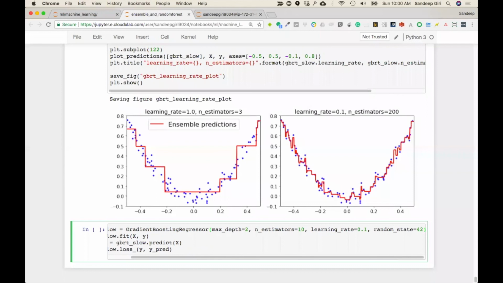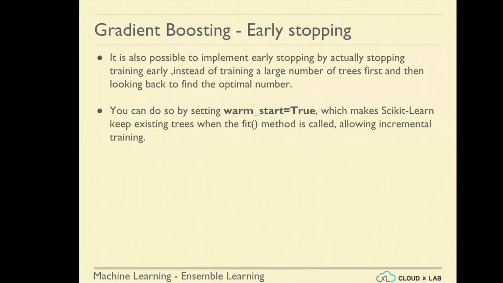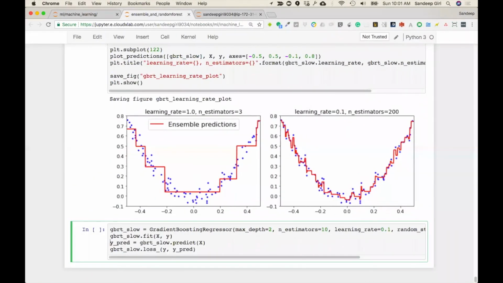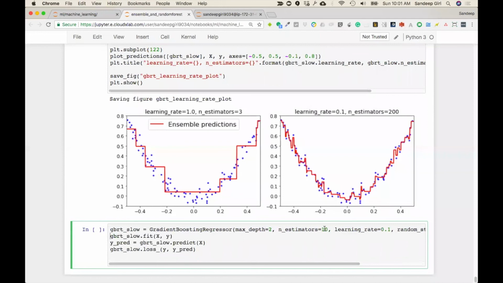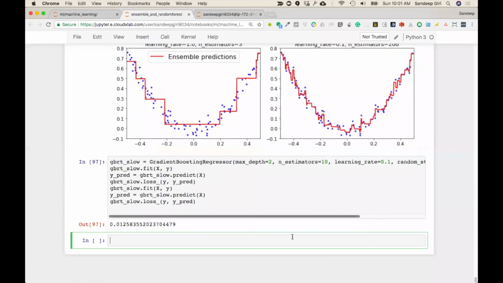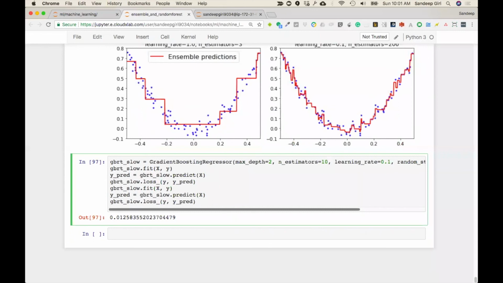And we say warm_start equals True. Here, what will happen is that it will keep this there. Instead of, say, ten estimators, we could just call this method twice and see what the loss is. You can see the loss here. I'll just print this loss in both cases.